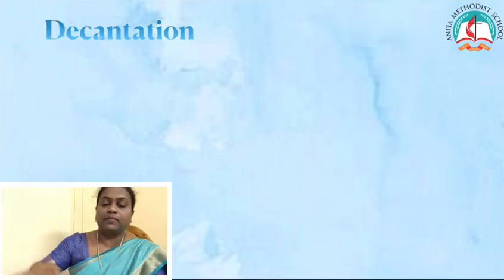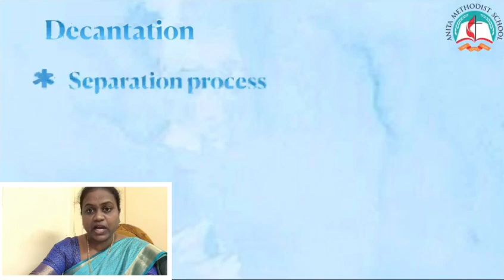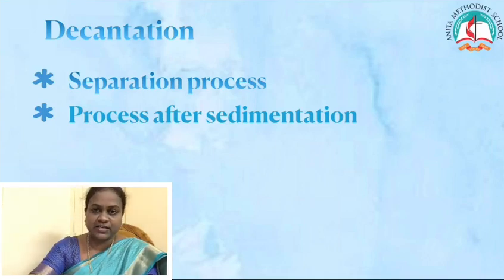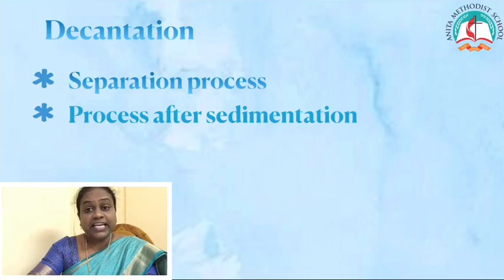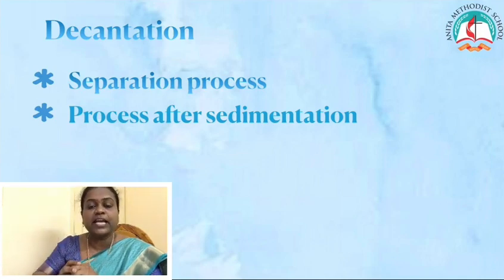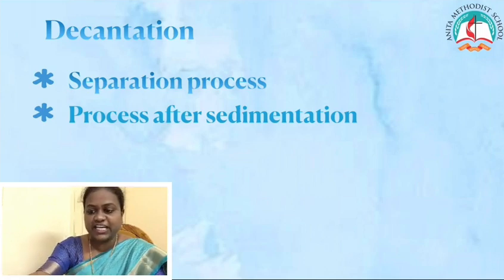Children, now, the second method which we are going to look into is decantation. Children, this is also one of the separation processes. This is a process after sedimentation. That is, the clear water which is obtained after sedimentation is transferred into another container, without disturbing the particles which have settled at the bottom. This is called decantation.